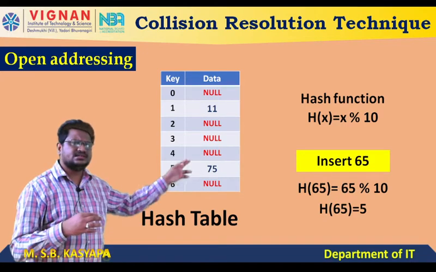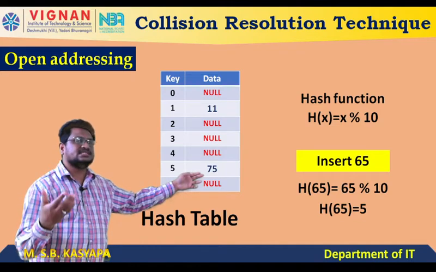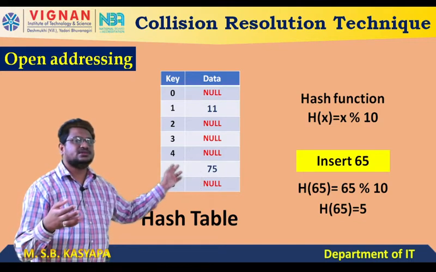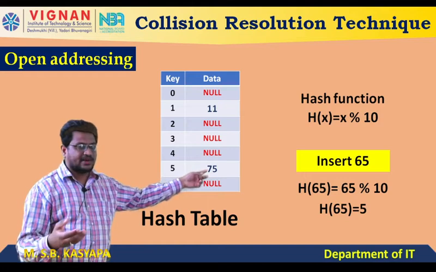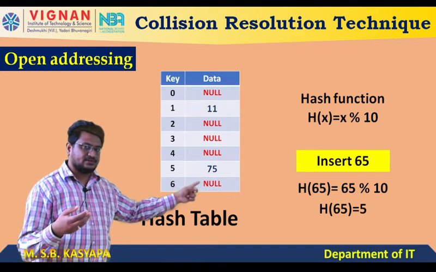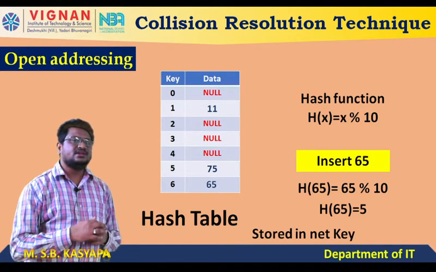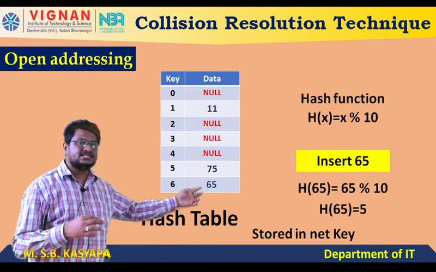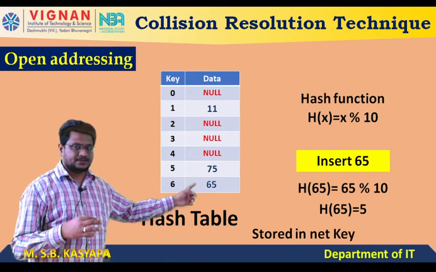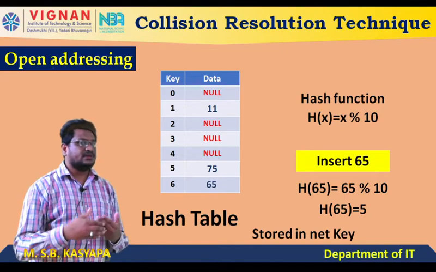Now, let us search here. So, 5, the next it is, let us assume it is considering the next space. So, 5 is already occupied. So, it is searching 6. So, 6 is available. So, whatever the value I want to insert, the 65 will be stored in the next free space, that is 6. This way the open addressing will work.